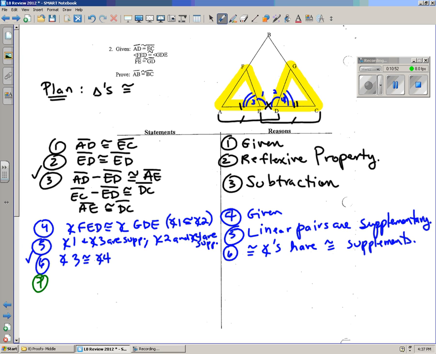They told us FE was congruent to GD. And those are in the triangle, so this is exciting. We get a little free one here. Through all this work. That counts. So now we can prove the triangle is congruent.